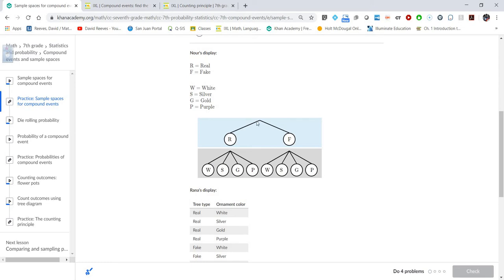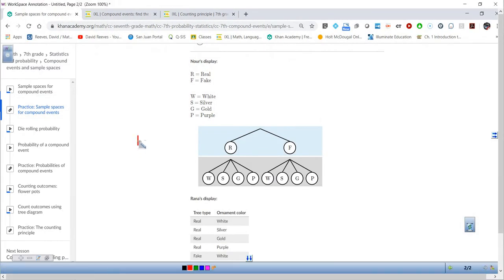So if you look at the bottom, this is called a tree diagram. If you look at the bottom of the tree diagram, it gives us 1, 2, 3, 4, 5, 6, 7, 8 options, right? Four with the real: real white, real silver, real gold, real purple. Or we have fake: fake white, fake silver, fake gold, and fake purple. So that shows us 8 possible outcomes. Got it? Okay. So that one appears to be correct.